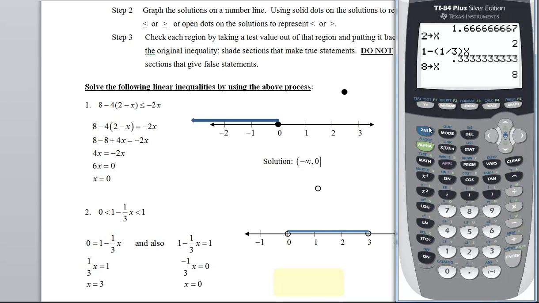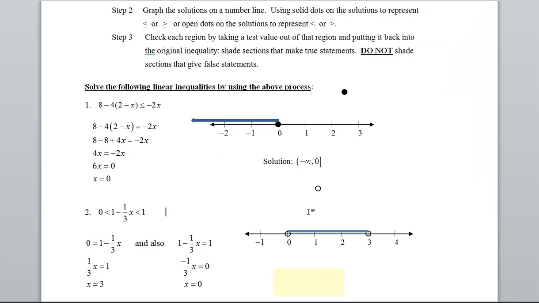Second enter. Negative 1.666. So is 0 less than negative 1.7? And hopefully you say no, because it's not. So I do not shade that section. So the only section I have to shade is here in the middle.